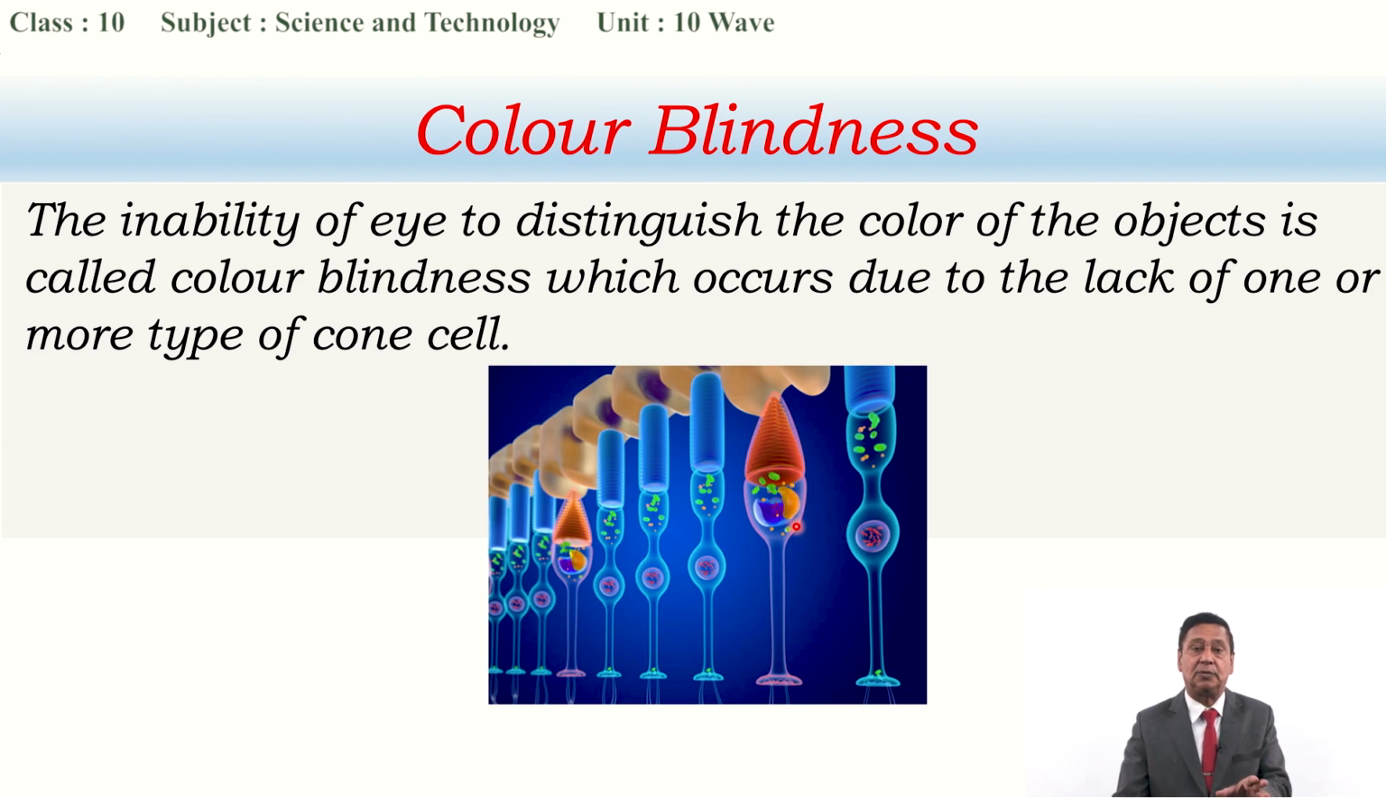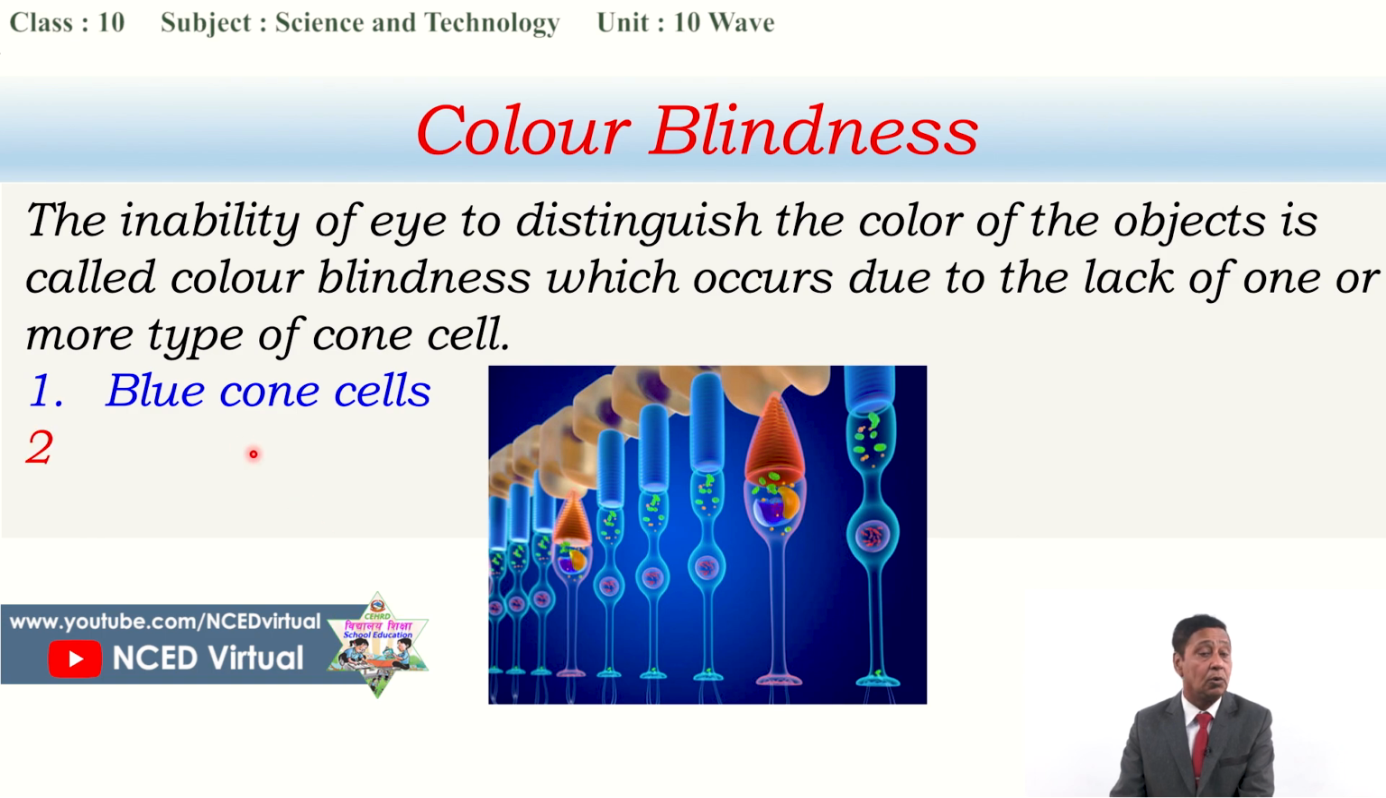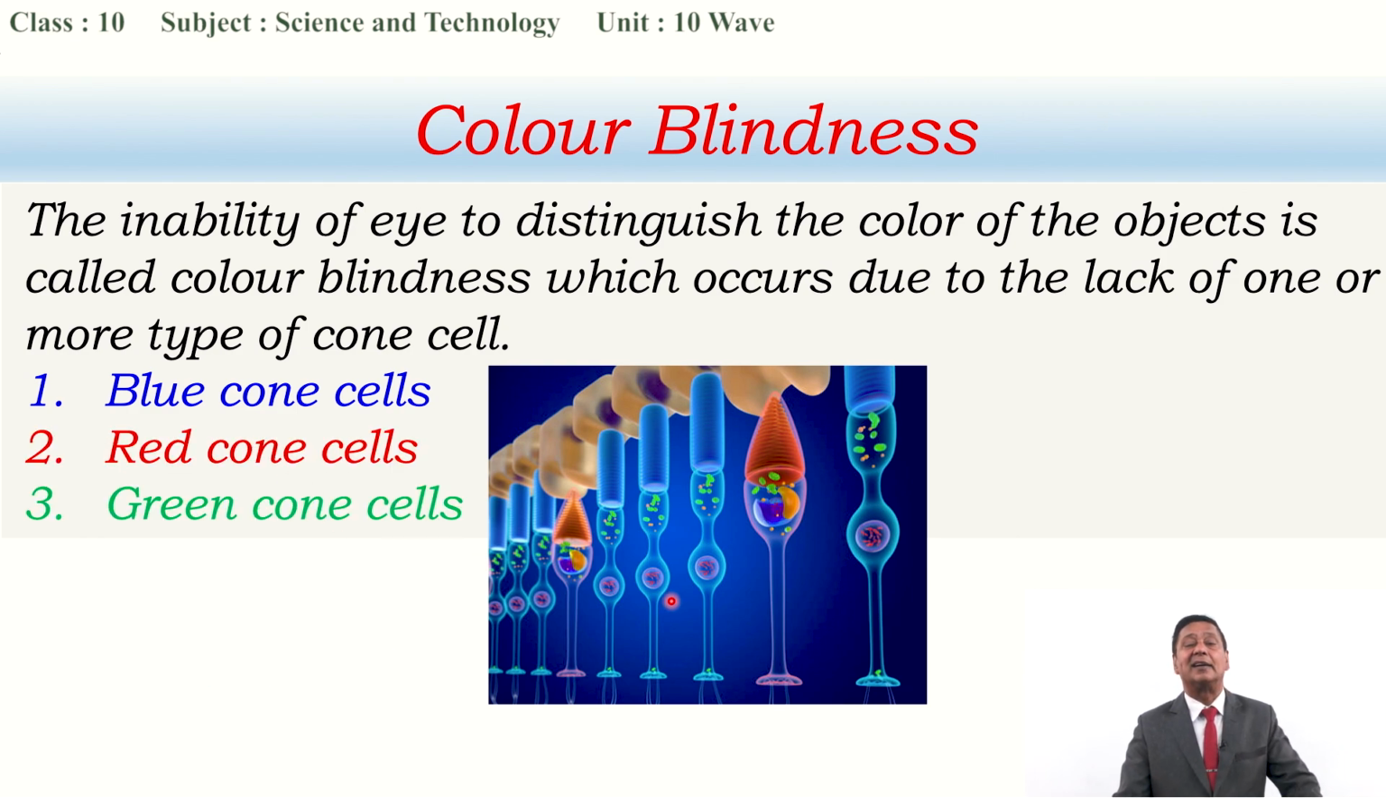Cone cells are responsible for detecting the color of an object. When colored light coming from the object falls on the retina, it is absorbed by these cone cells. And these cone cells are of three types: blue cone cells, red cone cells, and green cone cells. If one of them is less in number or absent in the retina, then what happens? We will not be able to identify the color clearly. Color cannot be understood very clearly if one of them is missing or the number of one of them is less.